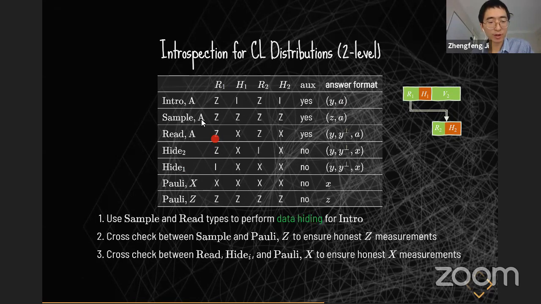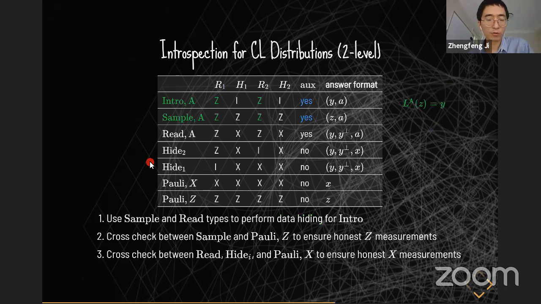So the rest of the construction is easy. We want to make sure that all these Z measurements are honest, and this is simple. We want to cross-check this sample by the poly Z primitive that we have from the poly basis measurement. And similarly for ensuring this X measurement, for some technical reasons, we've introduced multiple height types, where the number of height types is the number of levels.